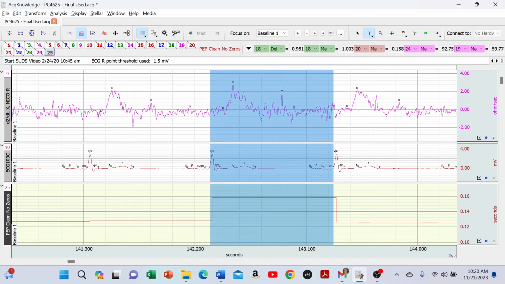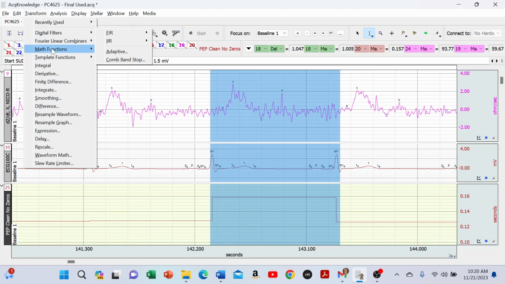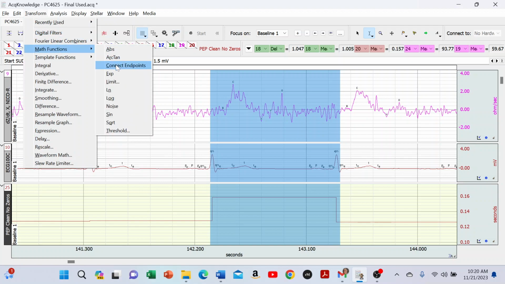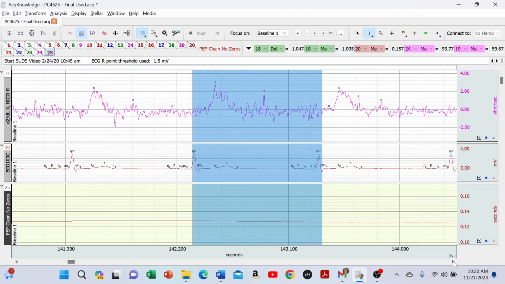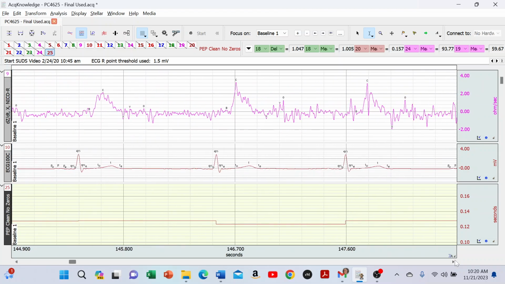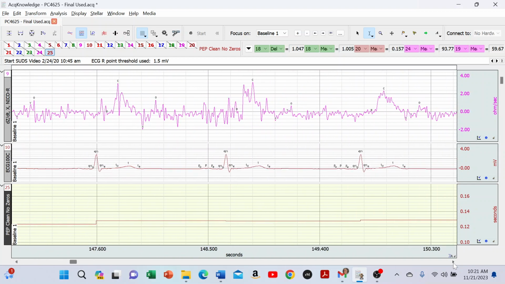So again, this value is pulled off of this QRS onset and that B point. I'm going to transform, math functions, connect endpoints. Shortcut is Alt-TMC, and that does a linear interpolation from the last good point to the next good point. I'll just do one more for purposes of illustration. You can quickly eyeball when it's down low. When it pops up to 0.16, you know you've got a problem to take a look at.